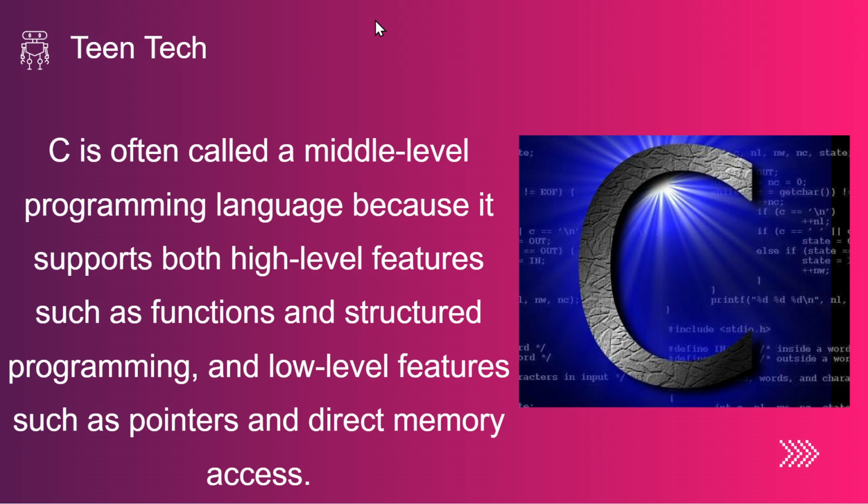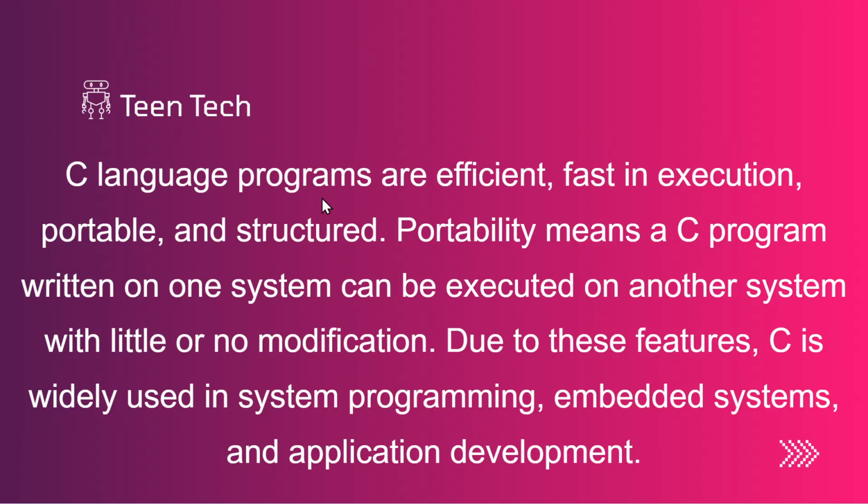Here, C is called a middle level language because it has high level features, that means easy to write, and low level features, which is direct memory access, that I have mentioned here. C is a middle level programming language because it supports both high level features such as functions and structured programming, and low level features such as pointers and direct memory access. Right? Next, coming to our next slide.